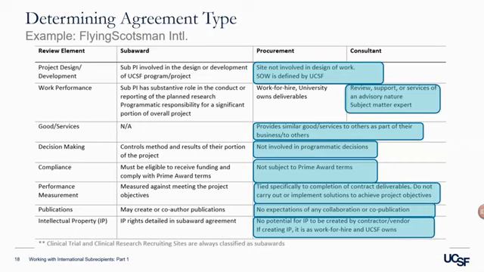Performance measurement, tied specifically to completion of the contract deliverables. So remember the 3 deliverables, and with the completion of the first one, they get half of the total contract amount, and then upon completion of the last 2 deliverables, they'll get the other half. Publication, no expectation of any type of collaboration or co-publication. And of course, intellectual property, there's no potential for IP to be created under the scope of work.